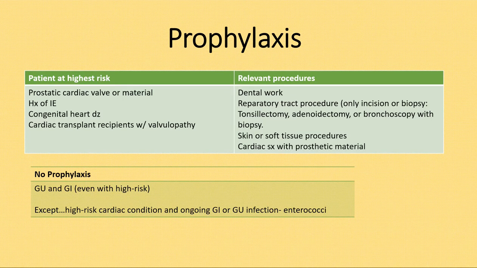We would consider giving prophylaxis for those procedures when the patient has a highest-risk cardiac condition, for example, the patient previously had infective endocarditis, but there is an ongoing GI or GU infection, such as in cystoscopy. For example, the patient is going for endoscopy and there is an infection going on in the GI tract, but also the patient has a risk factor for infective endocarditis, we are going to consider giving prophylaxis, specifically for enterococci.